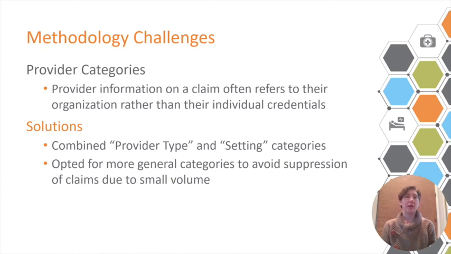Another methodological challenge we had is that the legislation asked us to show costs based on provider type. Unfortunately, the way that claims are billed, the provider information is often for the organization that a provider is part of rather than for the individual. So sometimes instead of saying this claim was billed by a behavioral health specialist, it said this claim was billed at a community health clinic. So we ended up on the tool with a combined category for provider type and setting based on whatever was on the bill. We did opt for the most general categories that were still useful to users in order to avoid suppressing any claims that we didn't have to due to carving it up into smaller volumes.